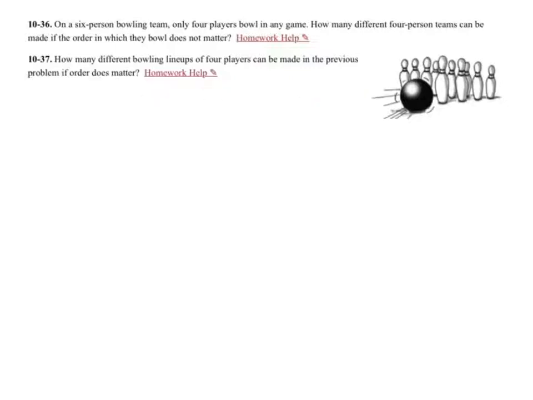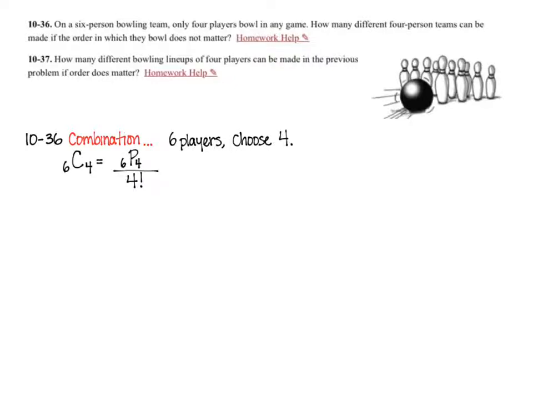Next problem. It's about this bowling problem, and you have 2 different things going on here. The first one in 10-36, they're going to just pick 4 players. You've got a group of 6 people, and we just want to pick 4 players to play the game. Since you're just picking 4 people, it doesn't matter who you pick first. Order is not going to matter, so it's just a combination. 6 players choose 4. And as we saw before, we use that notation, 6C4. We say 6 choose 4.